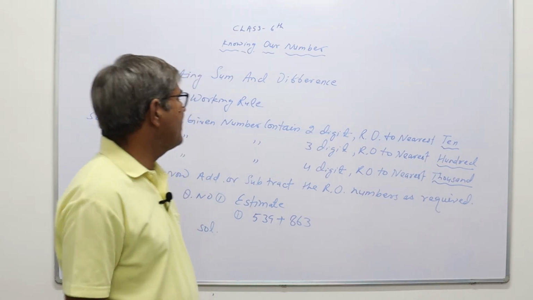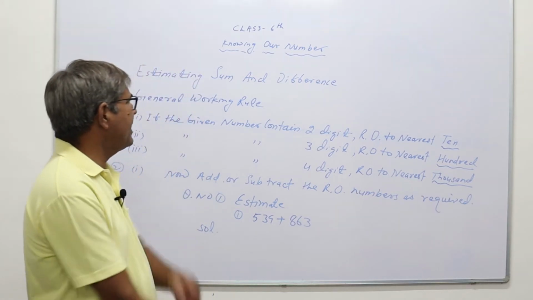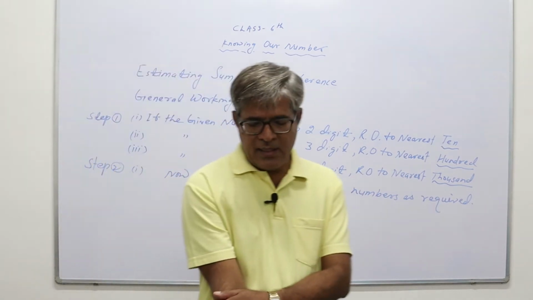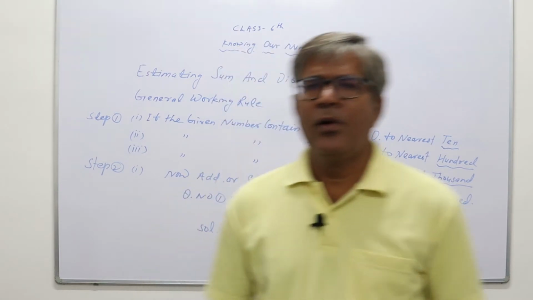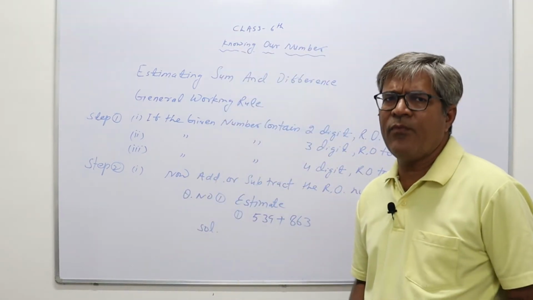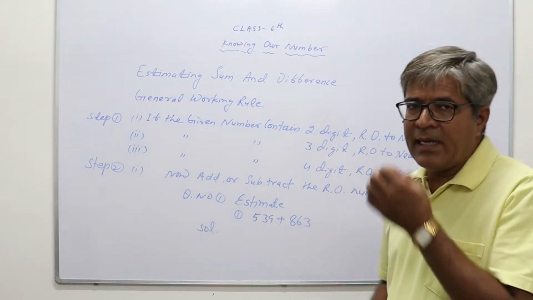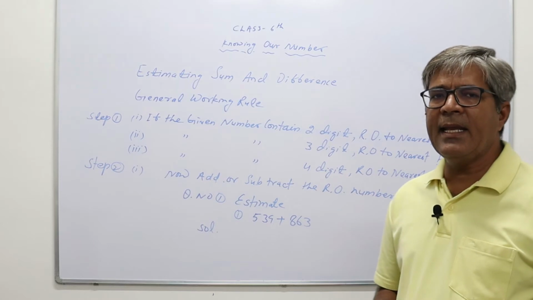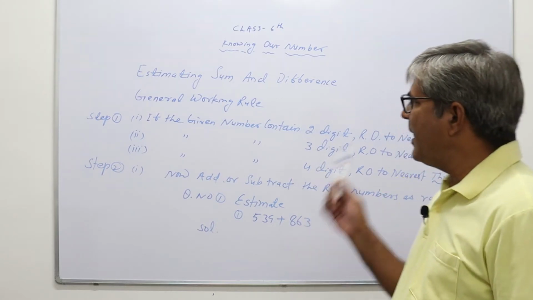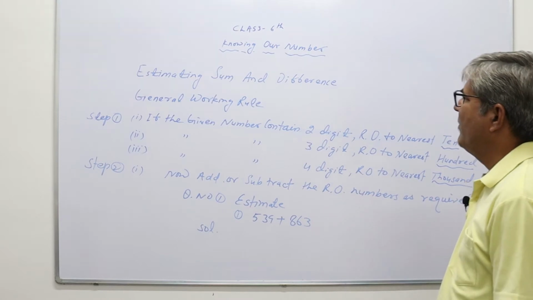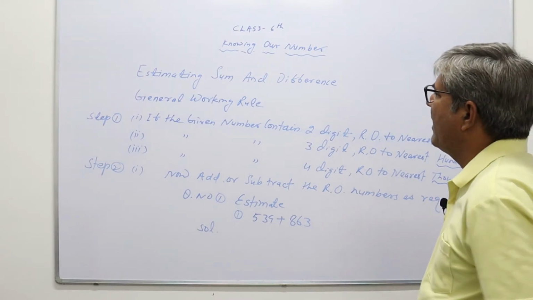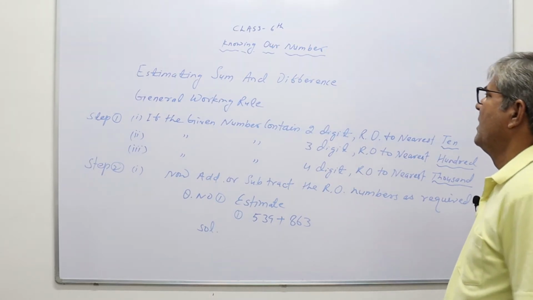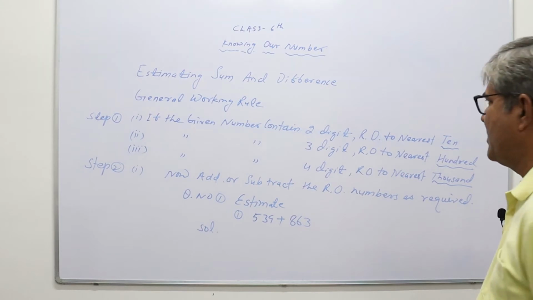Class 6th, first chapter, Knowing Our Numbers, and the next topic is estimating sum and difference. In the last video, we discussed the round off of the given number to the nearest 10, nearest 100 and nearest 1000. And now in this topic, we will first estimate the given number and then we will find the sum and difference of such estimated numbers.